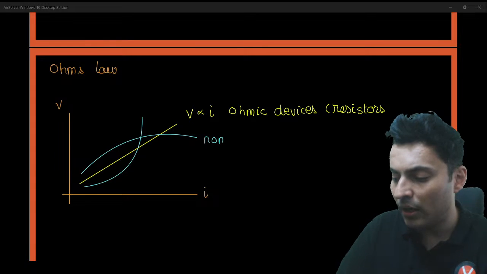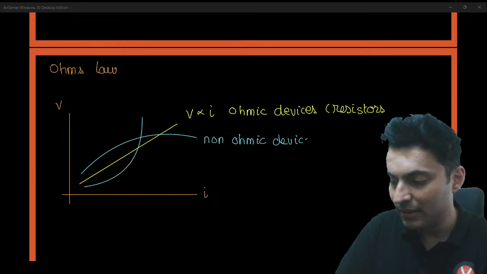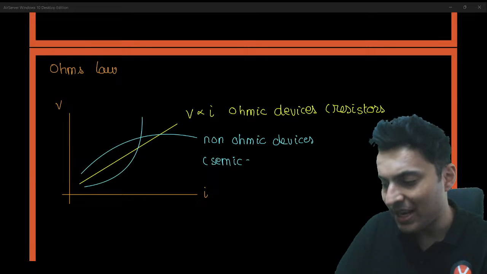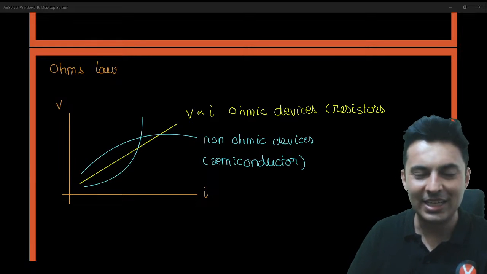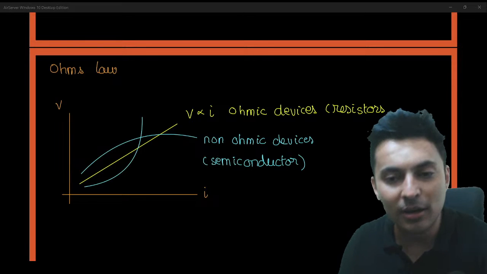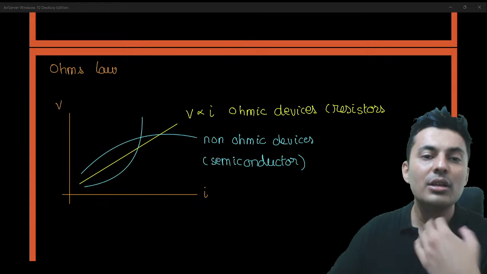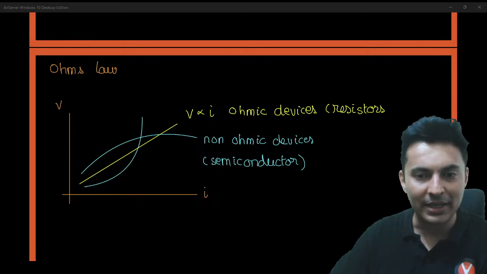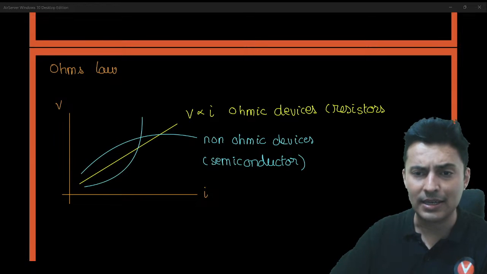So these are non-ohmic devices. The best example for that is a semiconductor. In a semiconductor, the voltage is not proportional to the current. Keep that in mind, they have curved graphs. So that is a non-ohmic device where voltage is not proportional to the current. Keep this in mind. Very good. That is also there in your NCERT.